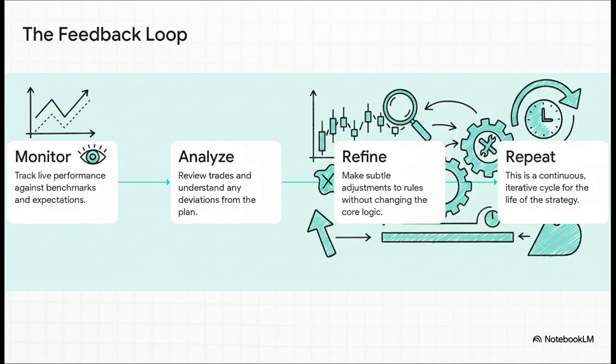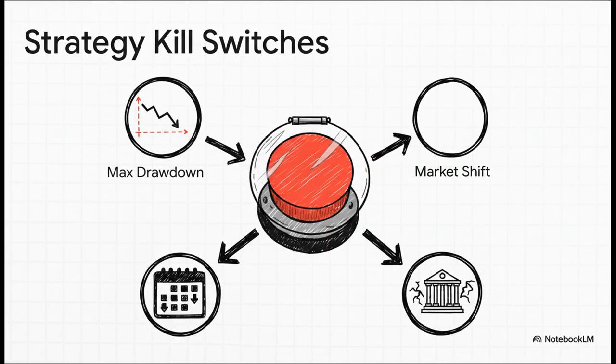And that tending is a constant cycle. You are always monitoring its live performance against what you expected from your backtest. You're analyzing any weird behavior or deviations. And based on that, you're making small, intelligent refinements. Monitor, analyze, refine, and repeat. Forever. And just as important, you need to have predefined kill switches.